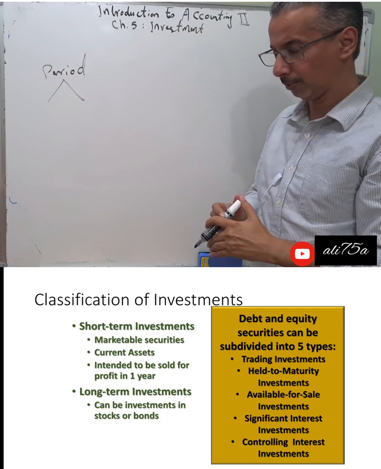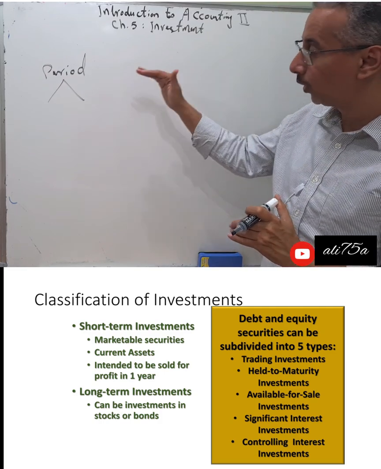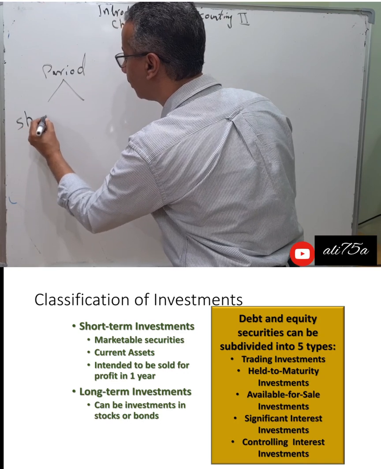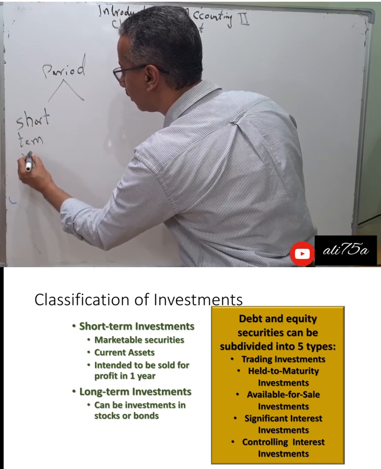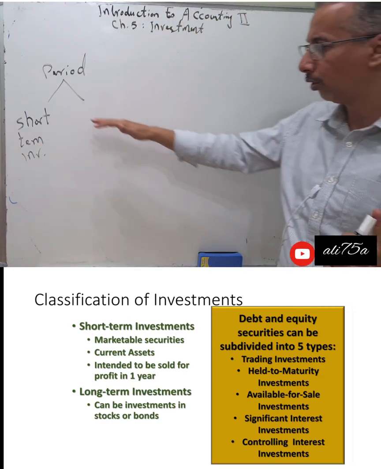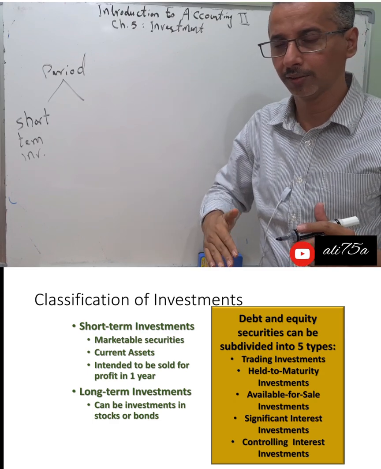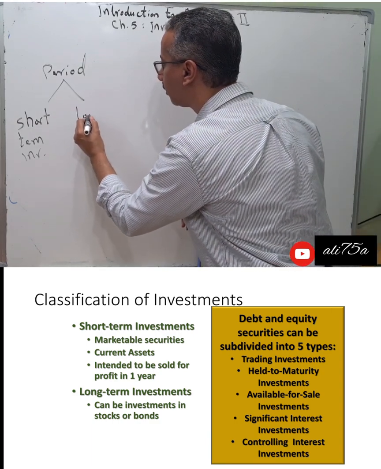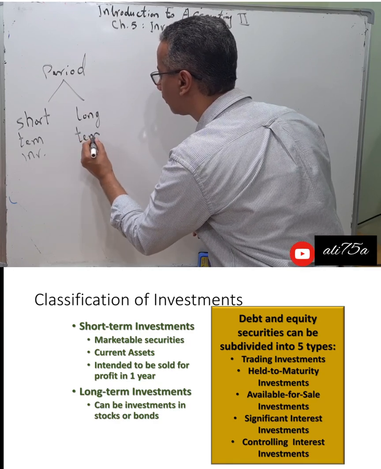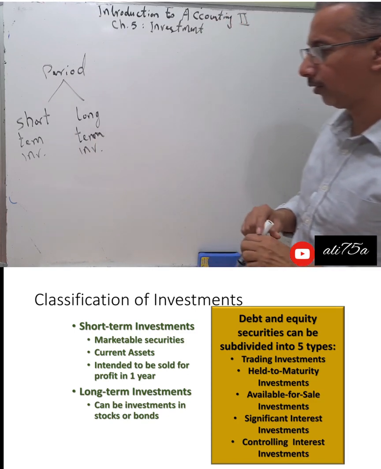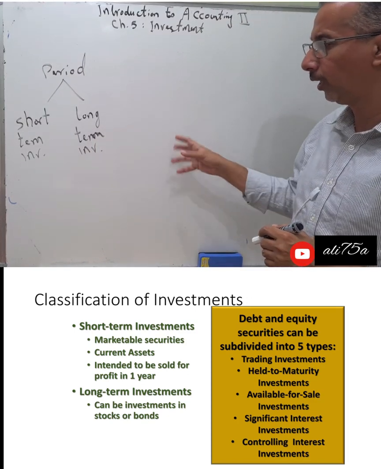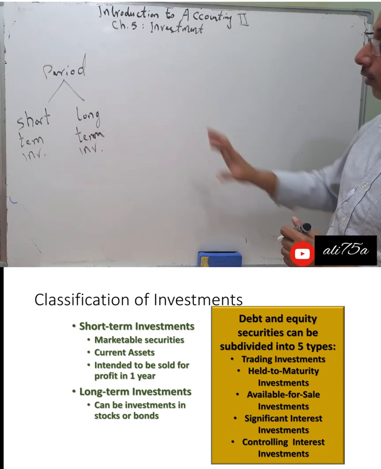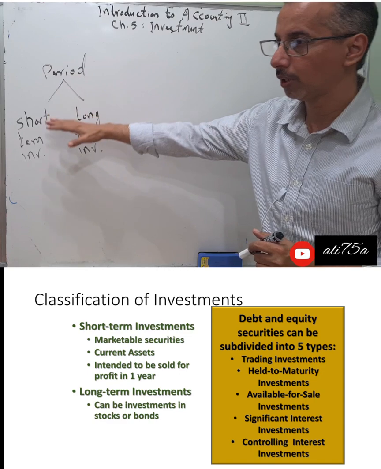As you can see at the bottom of the screen, there are two types according to the time of ownership. Either we could classify it as a short-term investment or long-term. Short-term investment means below 1 year, 5 months, 7 months, below 1 year, it could be classified as short-term. Long-term investment can be invested in more than 1 year. It could be either in stock or bonds actually. Long term is more than 1 year when we purchase an investment. This is one classification of the investment through the period.